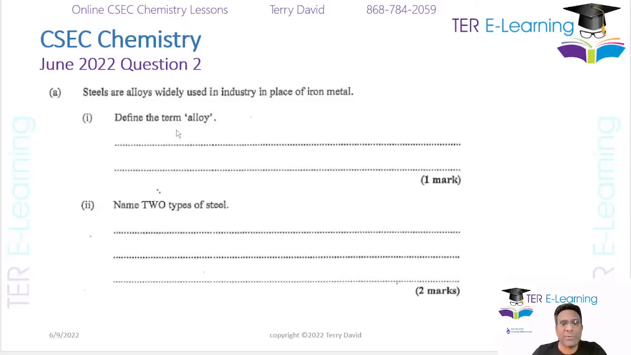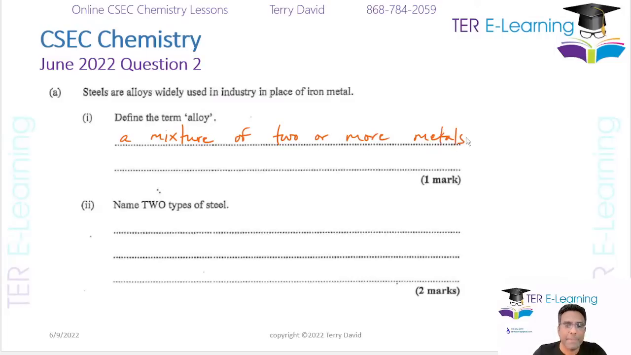All right, let's look at question 2 now. Steels are alloys widely used in the industry in place of iron metal. Define the term alloy. Well, this is straightforward. An alloy is basically a mixture of 2 or more metals. 2 or more metals. That's it for 1 mark.